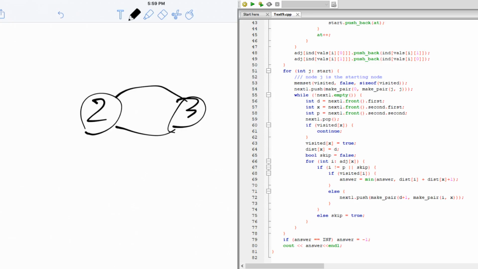So what I did was, actually, let me get back to skip in a second. Let's first explain this loop. So for everything that adjacency x is connected to, for all its neighbors, if the node is not the parent, and ignore skip, if we have not visited the node, then we'll add it to our queue. So the distance is distance plus 1, and the new node is I, that's the one we're connected to, and the parent is x. Now if we have visited the node, then we're going to update the answer. So we're going to say it's the min of distance I plus distance x plus 1.